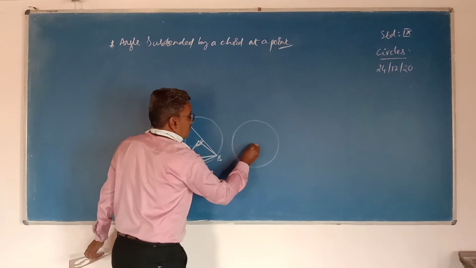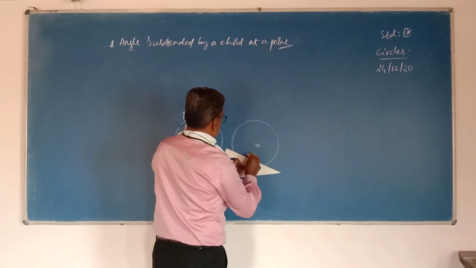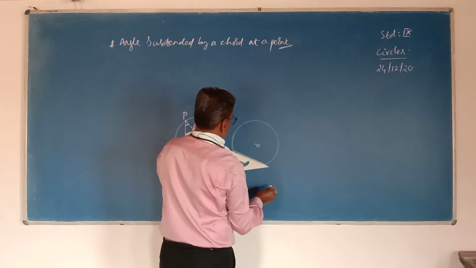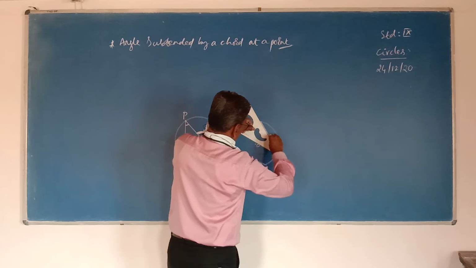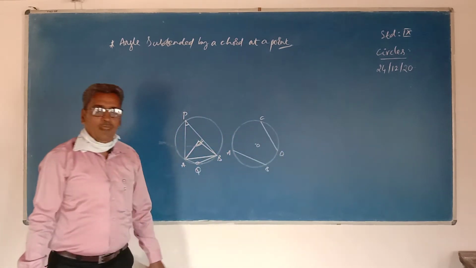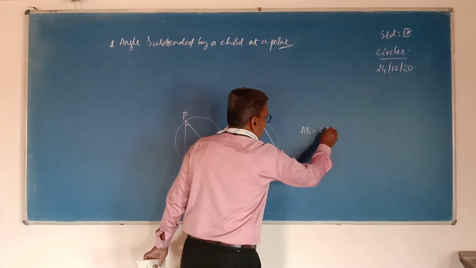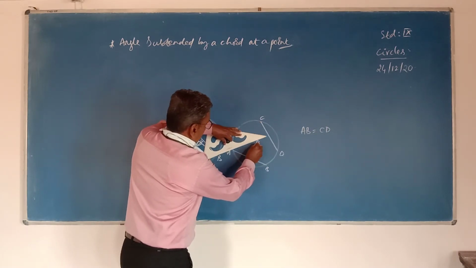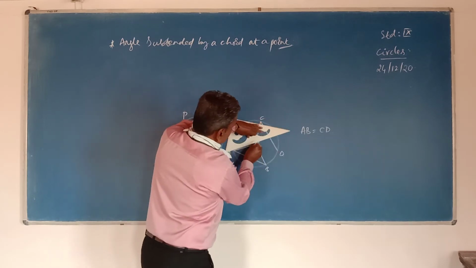A circle with center O. Yes, AB is one chord, CD is another chord. Now the chords AB and CD are equal, it means equal chords. So now I am joining AO and BO, and also I am joining CO and DO.